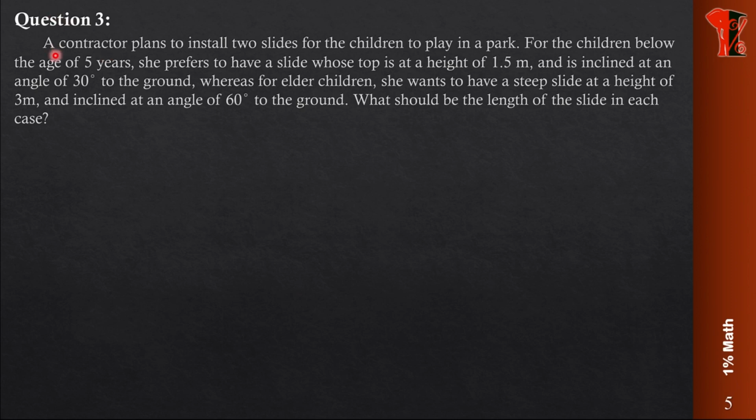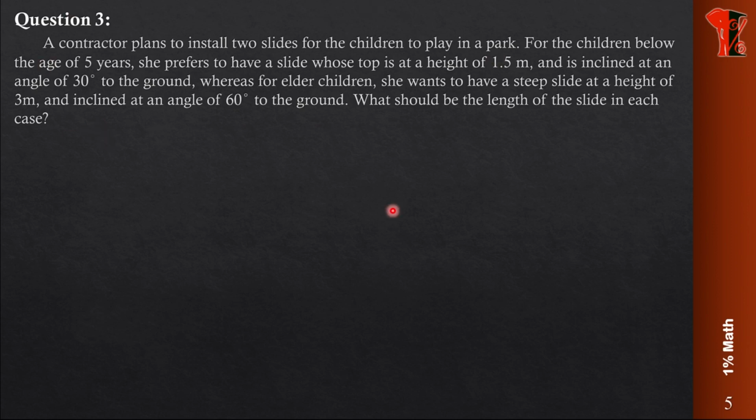You can see here, a contractor plans to install 2 slides for the children to play in a park. For the children below age of 5 years, she prefers to have a slide whose top is at a height of 1.5 meter and is inclined at an angle of 30 degree to the ground. Whereas for elder children, she wants to have a steep slide at a height of 3 meters and inclined at an angle of 60 degree to the ground. What should be the length of the slide in each case?